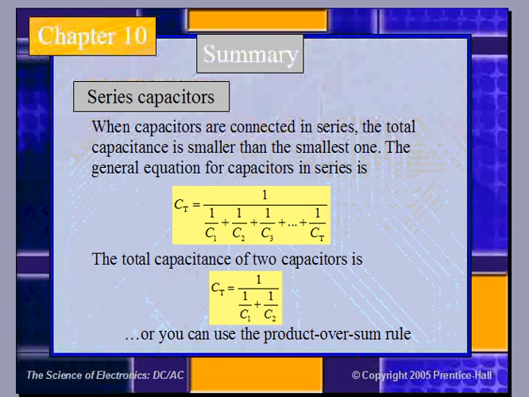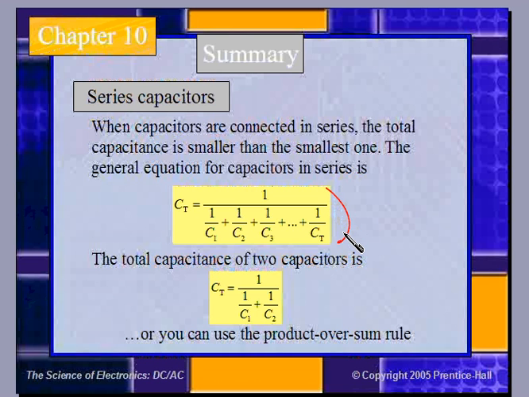For series capacitors, the formula is similar to parallel resistors. So you have to go 1 over the capacitance values, add those all up, and then invert. Or if you only have 2, you can use the product over sum rule.